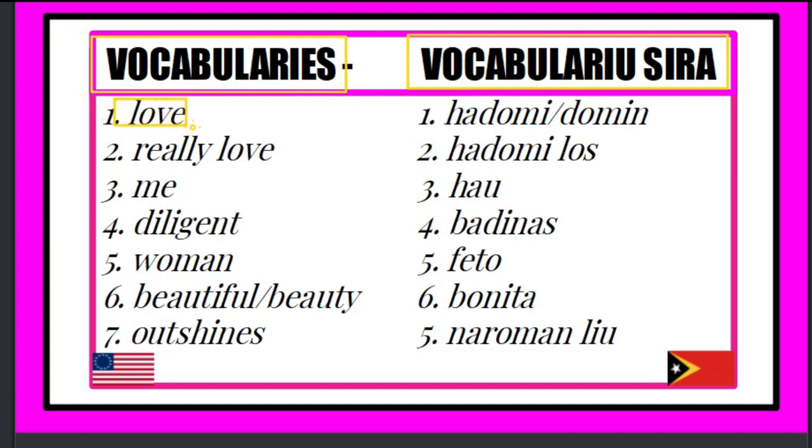Number one, we have love. Number two, we have hadomi or domin. Really love in Tetun means hadomi los. Okay.